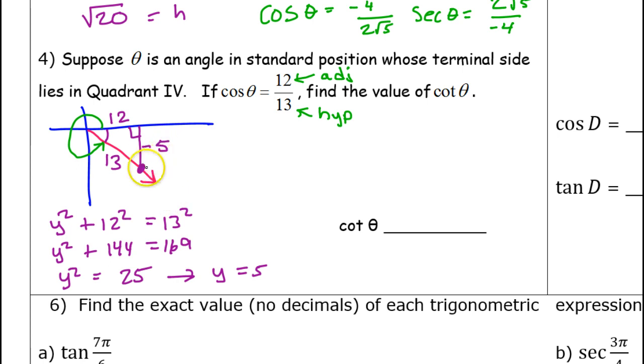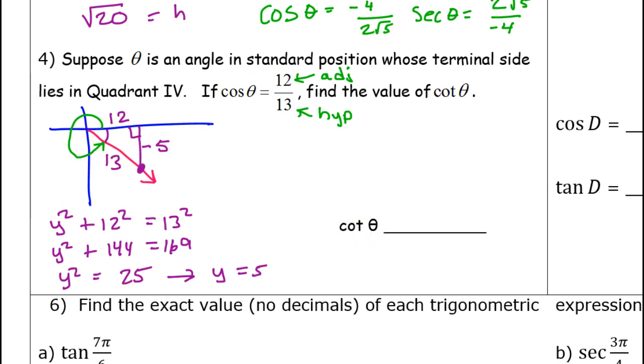So that's important. That's what allows us to get the right answer even though we're using the reference angle. You have to use the correct signs. If it's down, it's negative. If it's to the left, it's negative. Anyway, so now we should be able to find any trig value that we want.